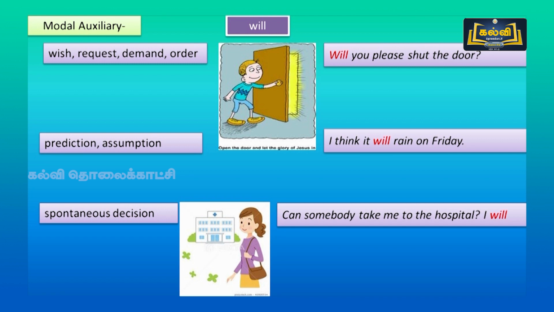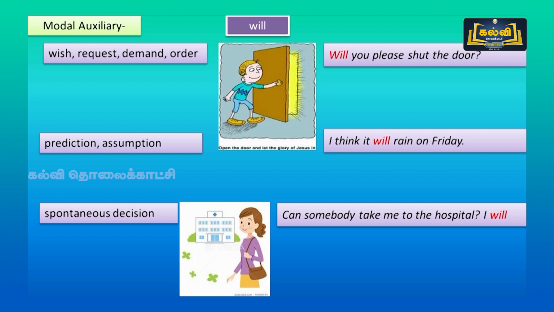Will and would. For will, it is used to show wish, request, demand, or an order. And the other usages are for prediction, assumption, and spontaneous decision. Right, look at the first sentence. Will you please shut the door? Here it's an order. The next one.